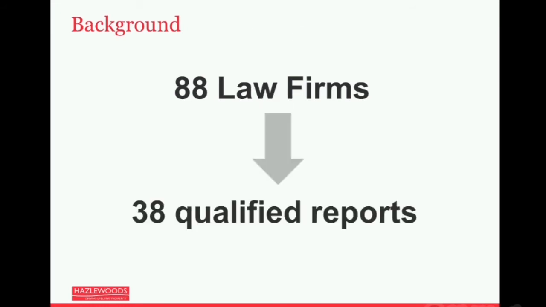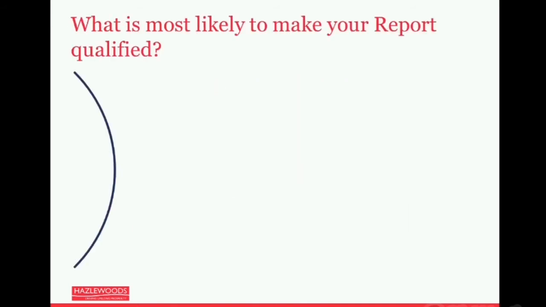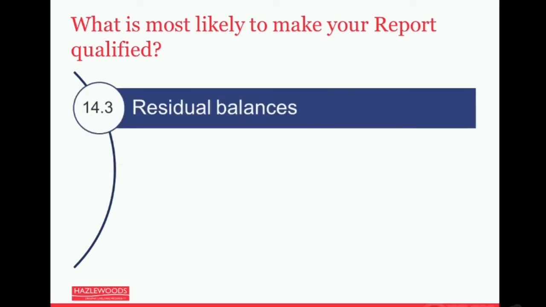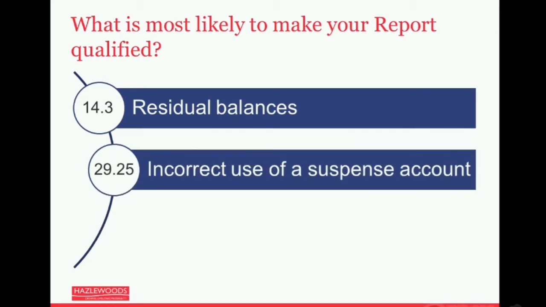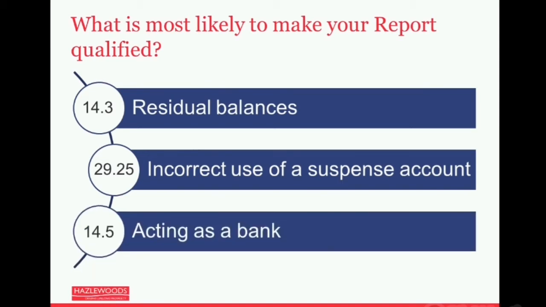Let's now consider the most common reportable breaches. Last year, Hazlewoods prepared accountants reports for 88 law firms. Of these reports, 38 included reportable breaches. That's 43% of reports submitted. So what's most likely to make your report qualified? Well, the top 3 reportable breaches we noted last year were residual balances, Rule 14.3, which was included on 30 reports; incorrect use of a suspense account, Rule 29.25, which was included on 12 reports; and acting as a bank, Rule 14.5, which was included in 5 reports. We're now going to consider each of these in turn.